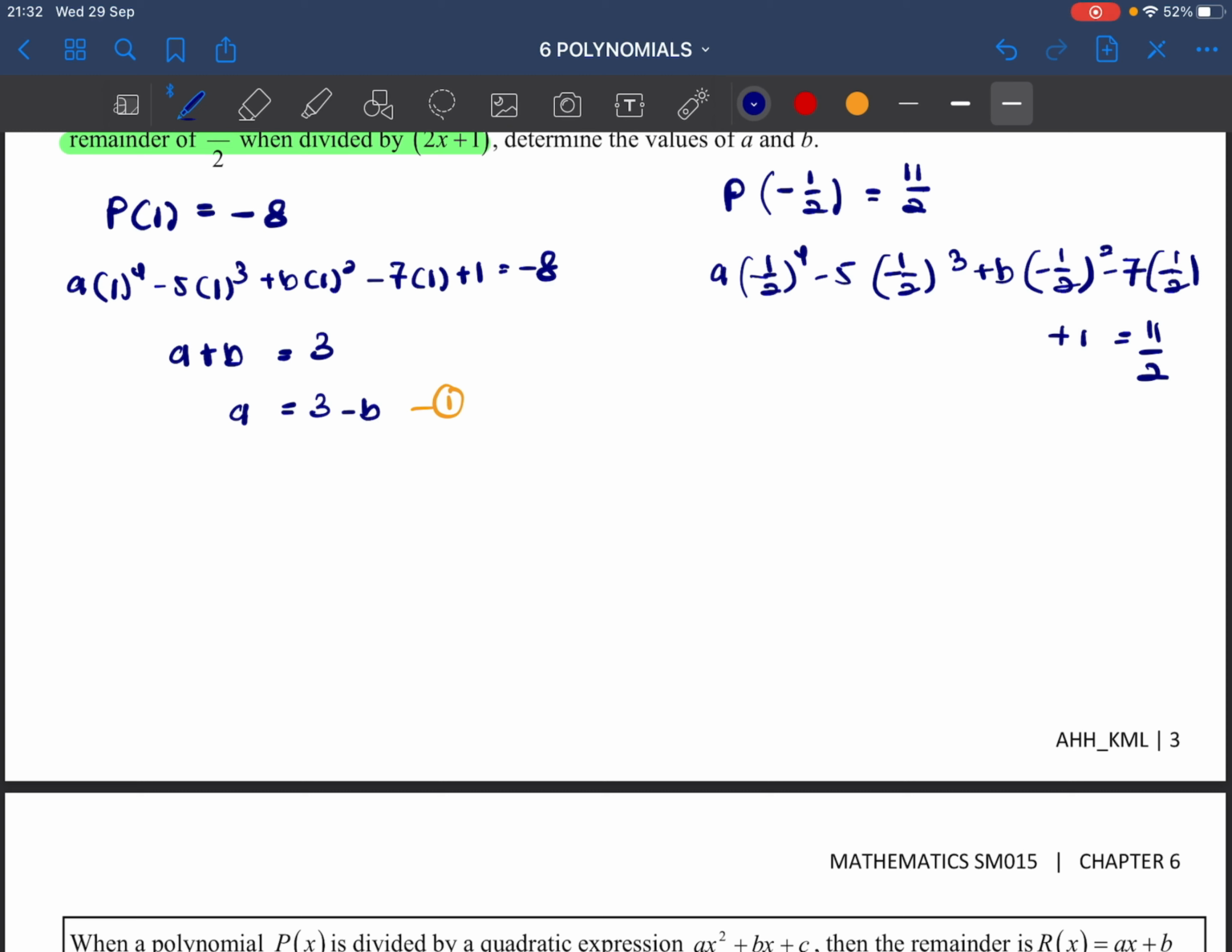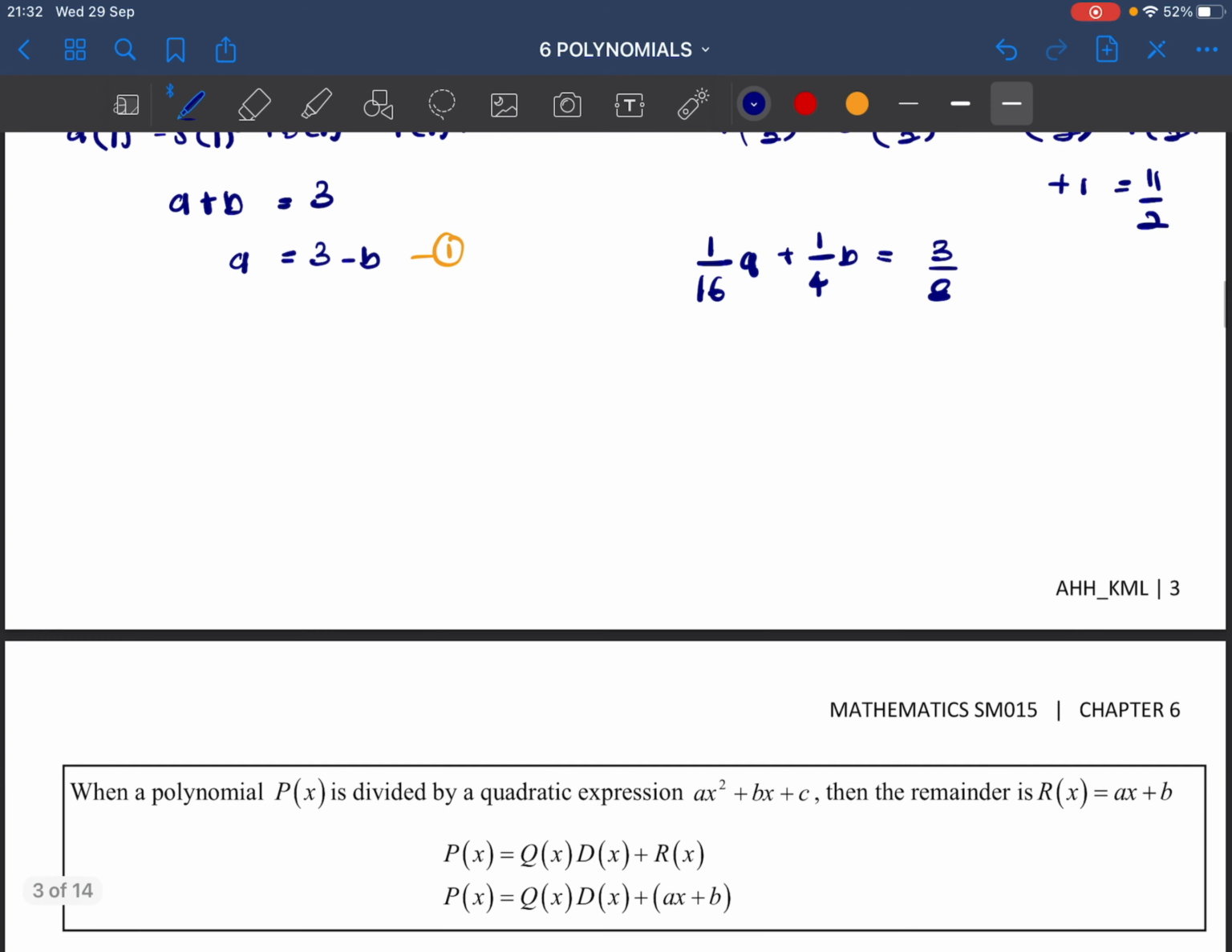So just calculate our answer here. We should have 1/16 A plus 1/4 B equals to 3/8, and then we can simplify, multiply everything by 16. We will have A plus 4B equals to 6. So this will be our second equation.